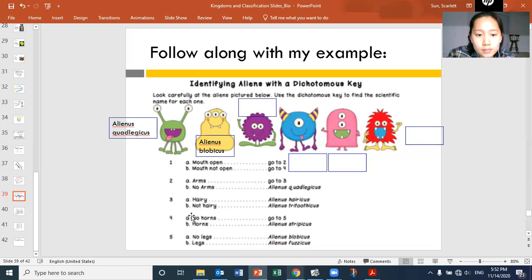Number 4, does he have no horns or horns? And I don't see any horns, so we're gonna go to step 5. Does he have legs or no legs? And the answer is that he has legs. So his name would be Alienus fuzzicus.